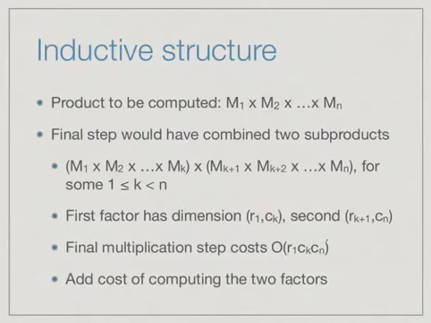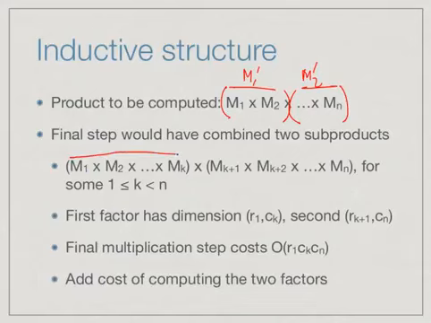So what is the inductive structure? Finally, when we do this, remember we can only do two at a time. So at the end, we must end with a multiplication which involves some group multiplied by some group. I must have this whole thing correspond to some M1 prime, and this whole thing correspond to M2 prime, and I'm finally multiplying M1 prime by M2 prime. In other words, M1 prime is, for some k, from M1 all the way up to Mk, and M2 prime is from k plus 1 up to n.